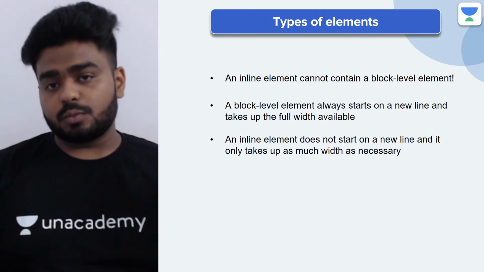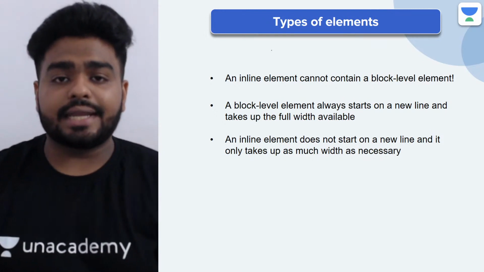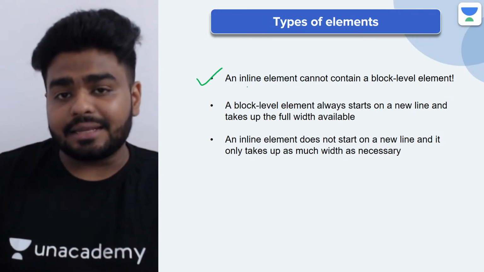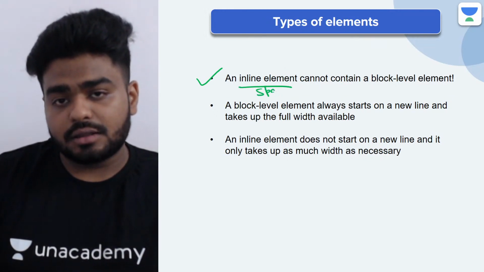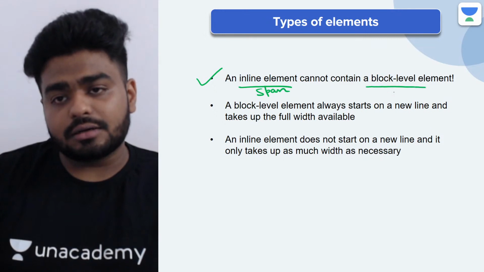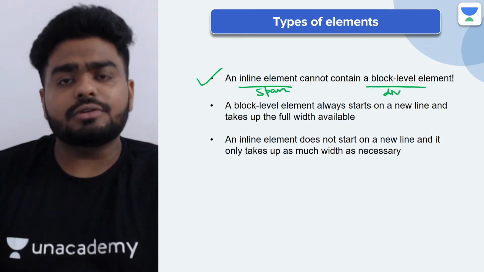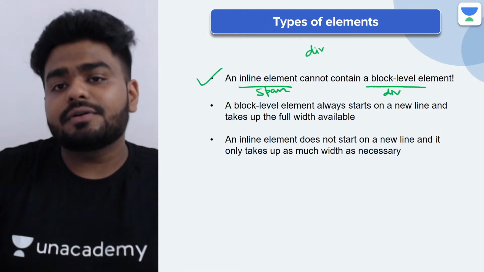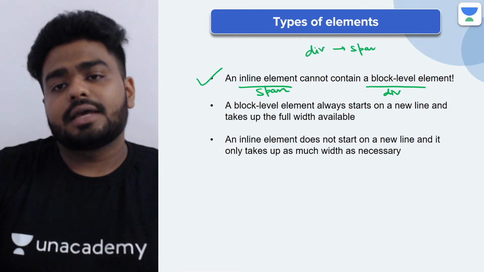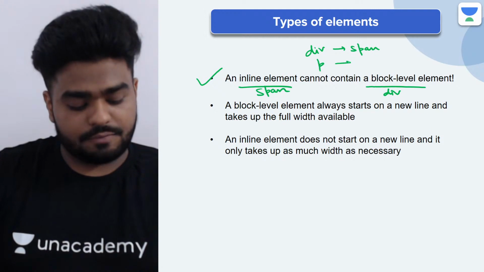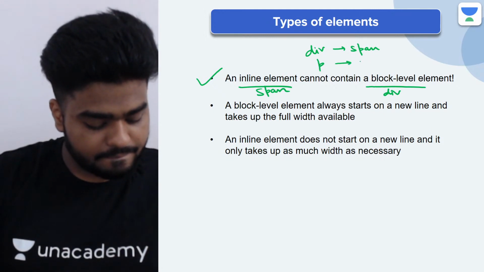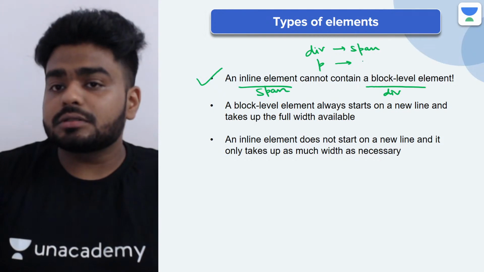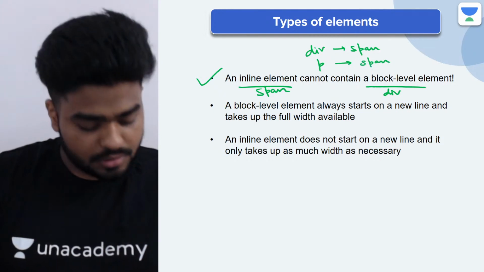Okay, so what do we have? What have you understood? An inline element cannot contain a block level element. An inline element, that means a span, cannot contain a div. No, right? Inside a span, how can you write a div? But inside a div, you can write a span. Have you seen that inside P, I've used a span here, right?